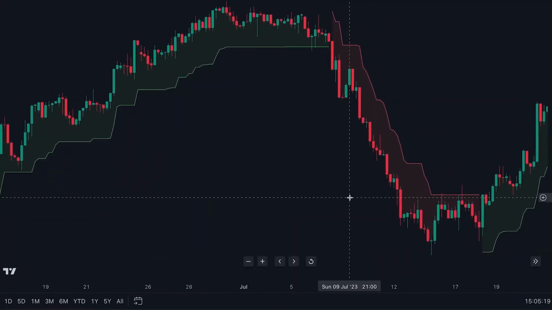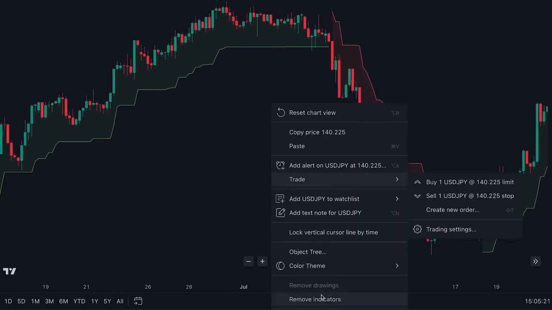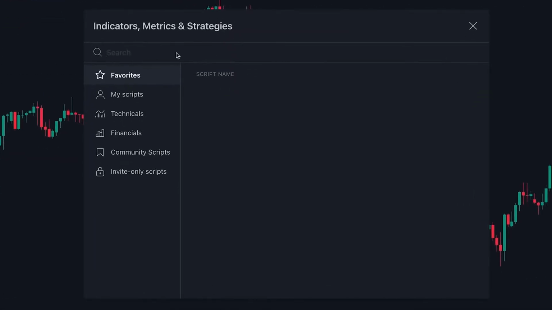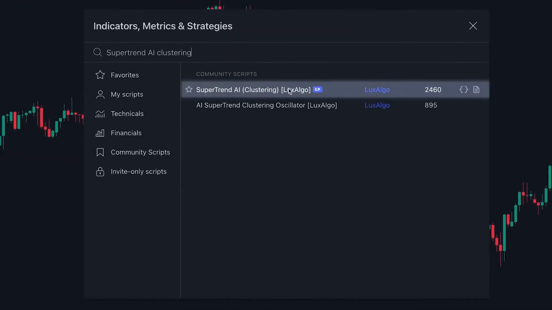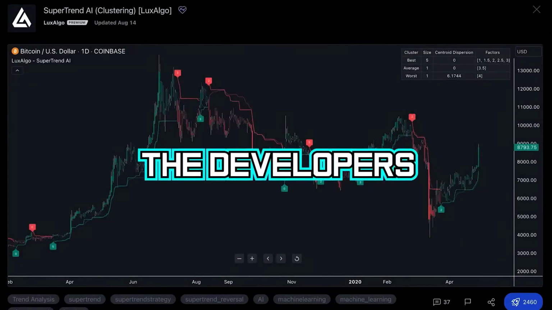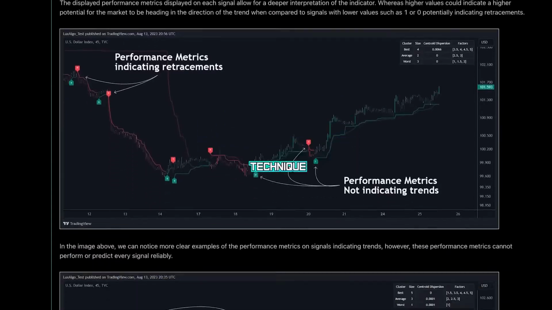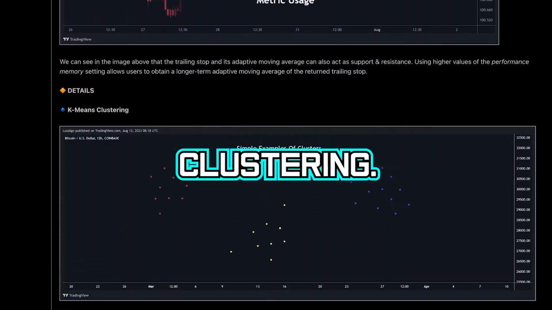Head over to Tradingview, right-click and clear your chart. Click on the Indicators tab and search Supertrend AI Clustering. Click on this one by LuxAlgo. The developers have completely revamped the Supertrend indicator using a machine learning technique called K-means clustering.